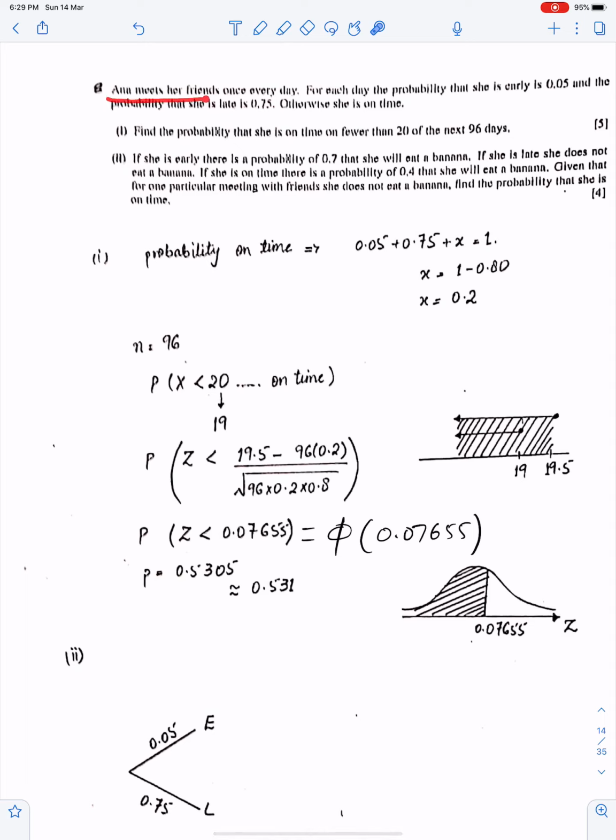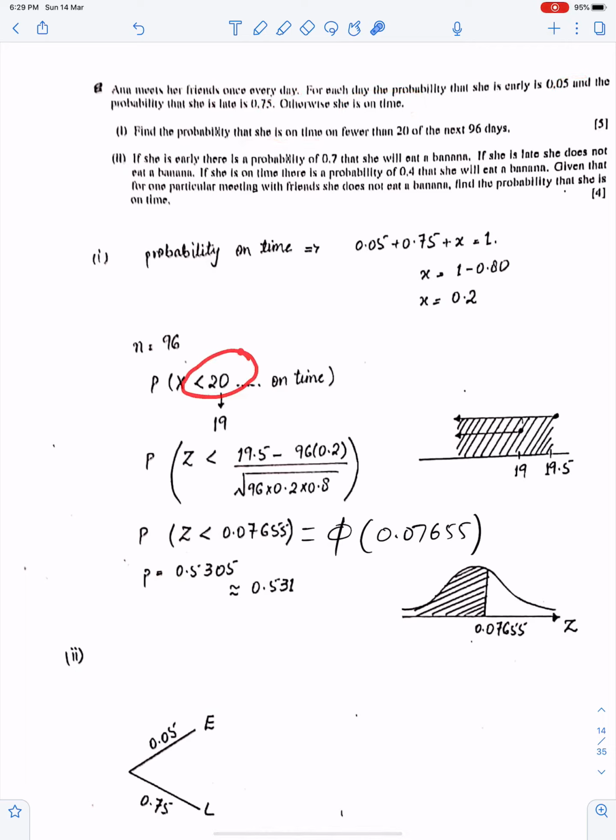Anna meets her friend once every day. For each day, the probability that she is early is 0.05, and the probability that she is late is 0.75, otherwise she is on time. Find the probability that she is on time. On time means 1 minus this and this. On fewer than 20 of the next 96 days.